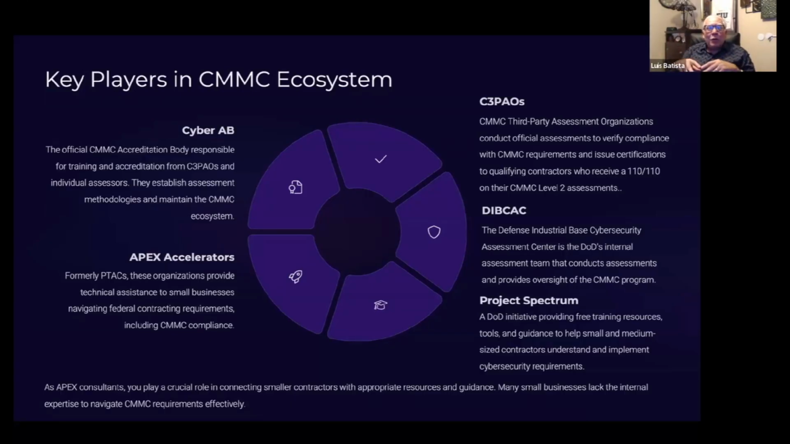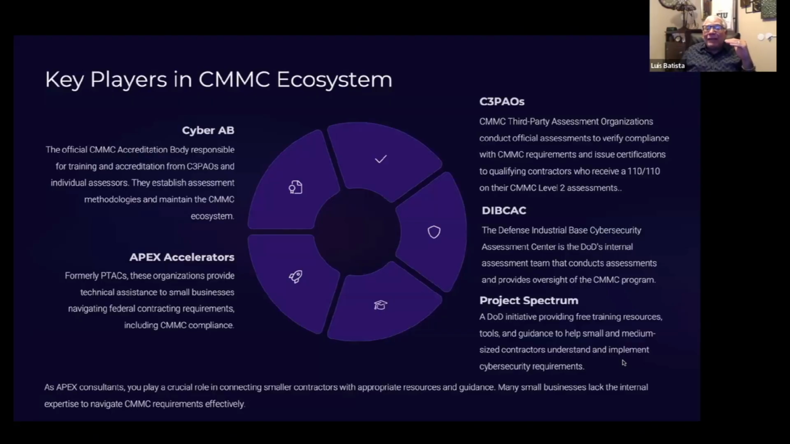I'm going to go through the different roles quickly. You have the RPs and the RPAs, the registered practitioner and registered practitioner advanced. They're not certified. And then you have the CCPs and the CCAs. The CCPs are certified, and you can find all these on the Cyber AB marketplace. And there are hundreds of those, and they can really help with the gap assessment, with the remediation, fixing the gaps. And then there's the CCAs. The CCAs are the only ones that can actually do the assessments with a C3PAO.